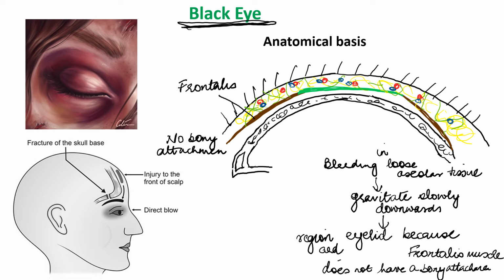Another reason why black eye can take place is if there is a fracture of the skull base. If there is a fracture of the orbital plate, this plate, the orbital plate, under this is where the orbit will be. If this orbital plate of the frontal bone gets fractured, again it would result in a condition of black eye. Or if there is a direct violence to the eye, a direct punch on the eye, again it would result in this condition of black eye.